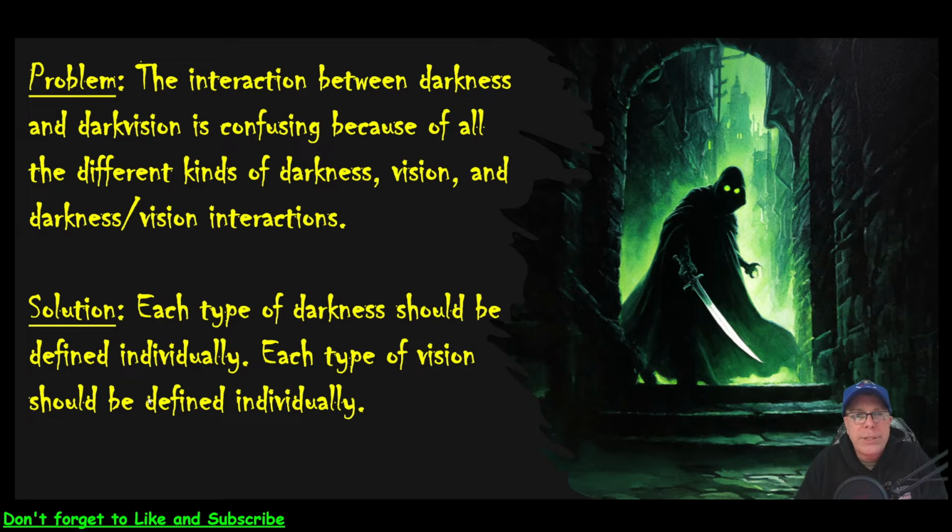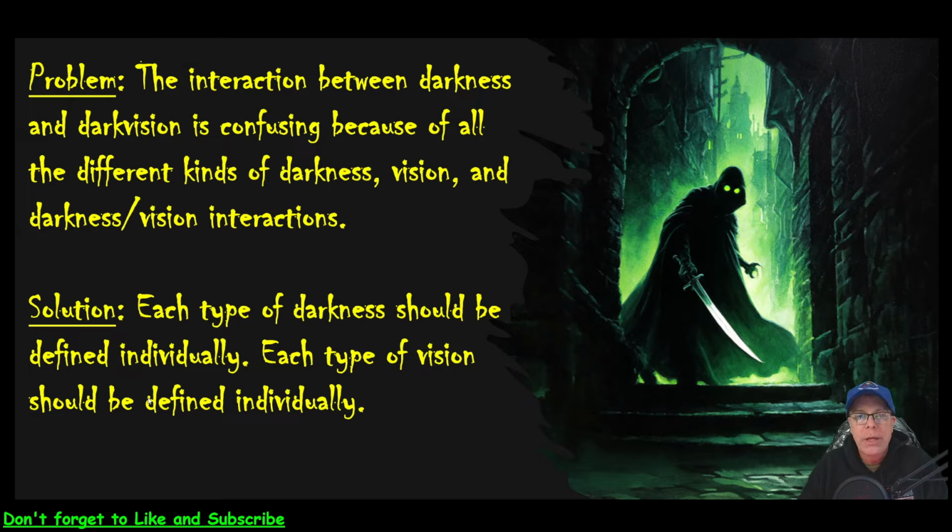All right, so this is the problem. The interaction between darkness and dark vision is confusing because of all the different kinds of darkness and vision and darkness/vision interactions. And there's a lot. There's actually different kinds of darkness, or there's darkness that has different effects. There are a lot of different kinds of vision, and there are many different interactions between these two, and they are very confusing. The solution that I have come up with is you should treat each type of darkness individually.